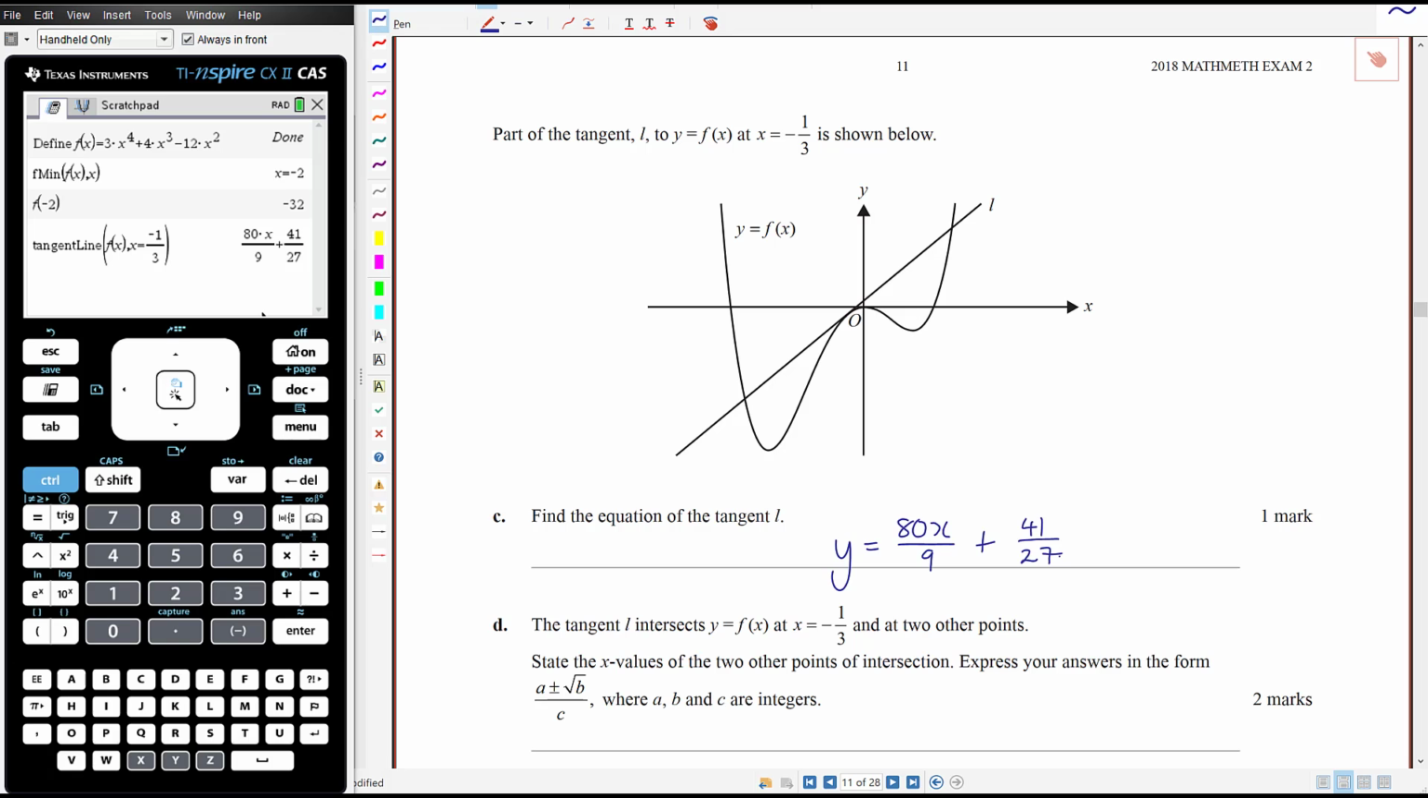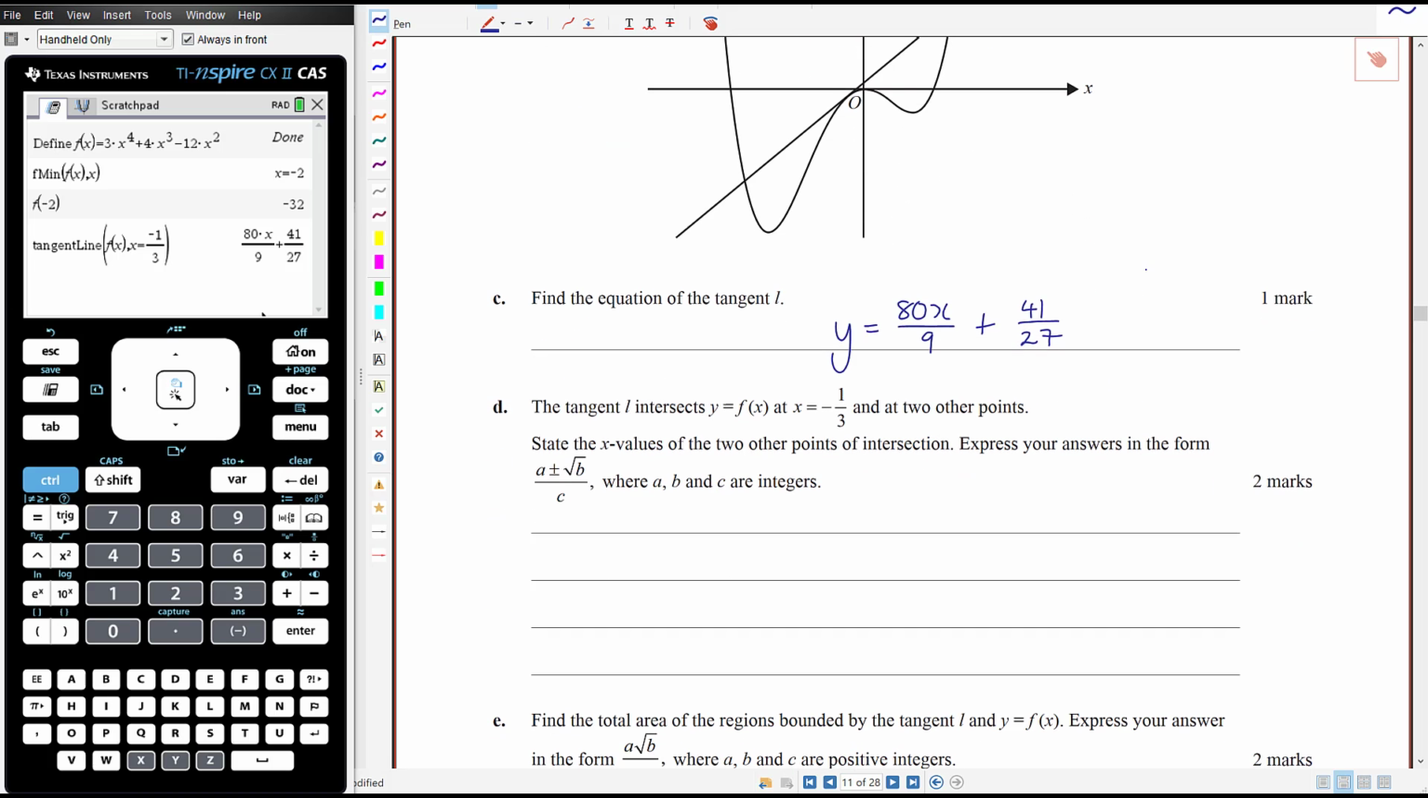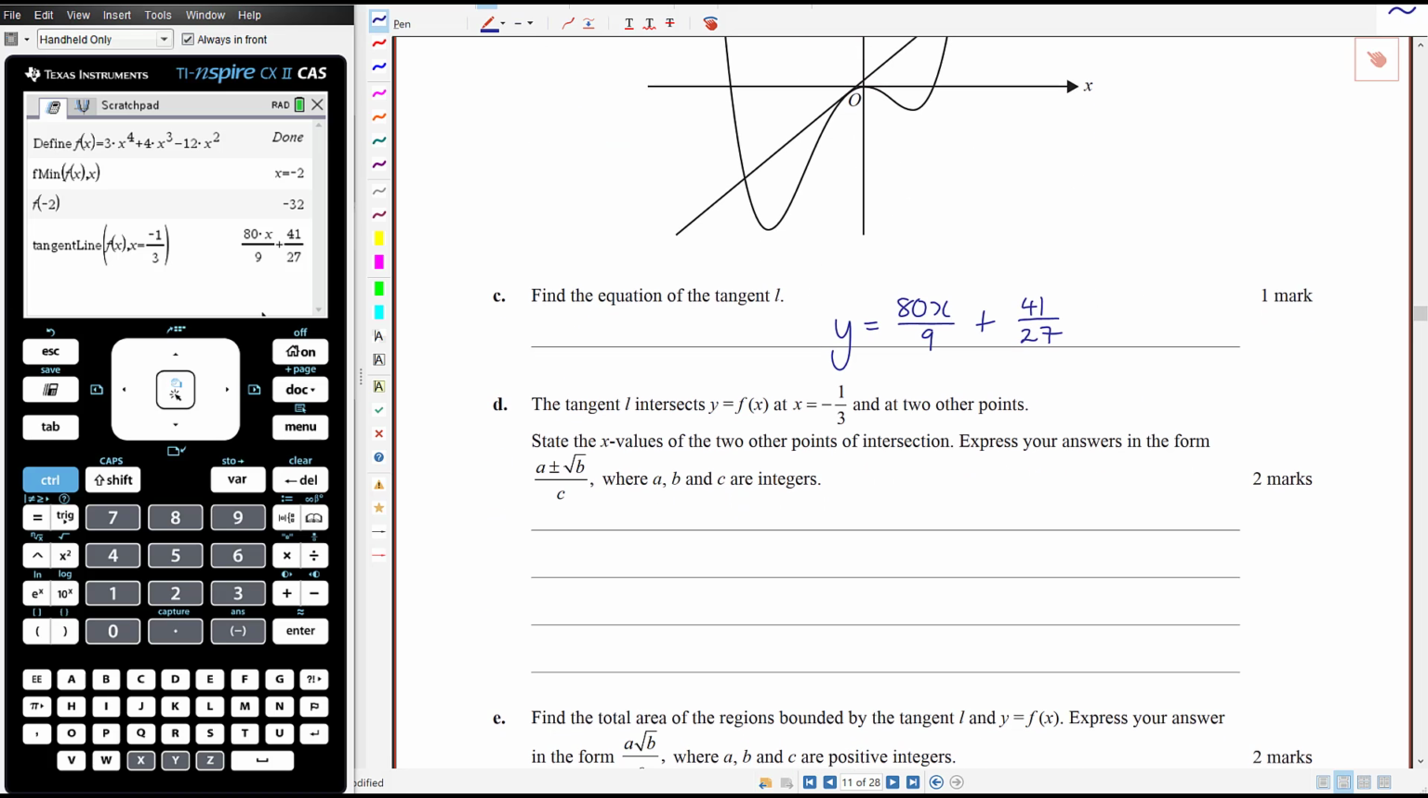The tangent L intersects y equals f of x at x equals negative a third and two other points, so we can see that on the graph. State the x values of the two other points of intersection. Express your answers in the form where a, b, c are integers. Now there's 2 marks here.